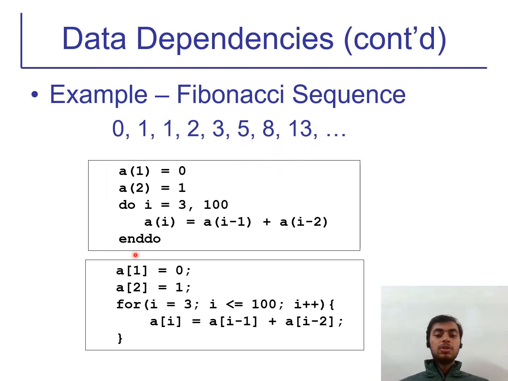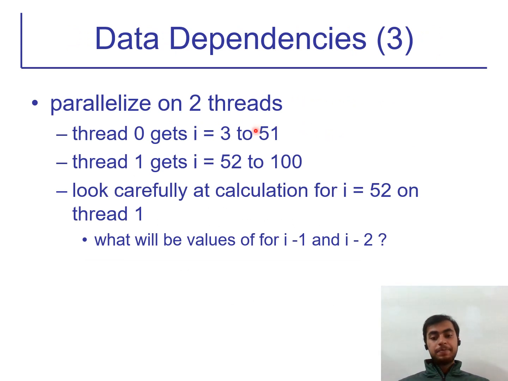Now the algorithm for this Fibonacci sequence is given below. We have initialized the first element as 0 and the second element as 1, and let's start our loop from the third element, and we write the third element as the sum of the initial element and the second element. Now we can end our loop here. We have to parallelize this loop for on two threads.